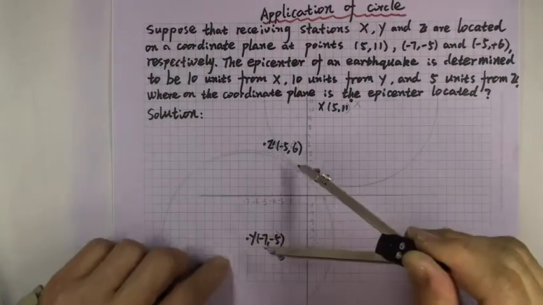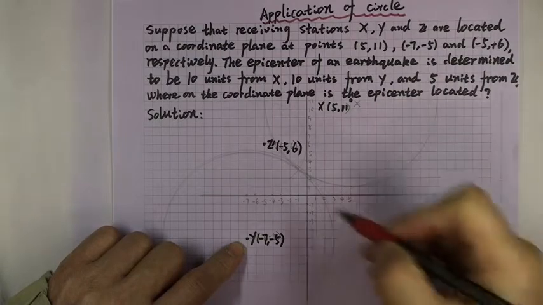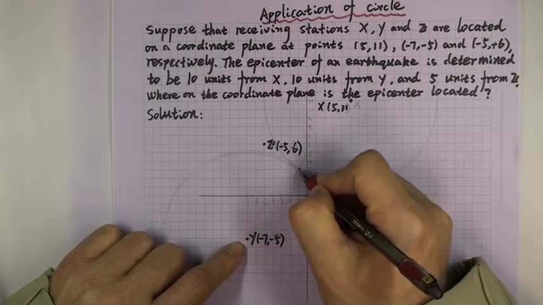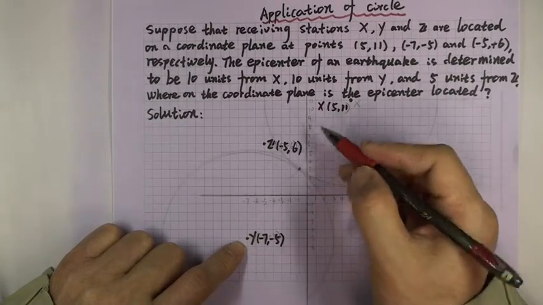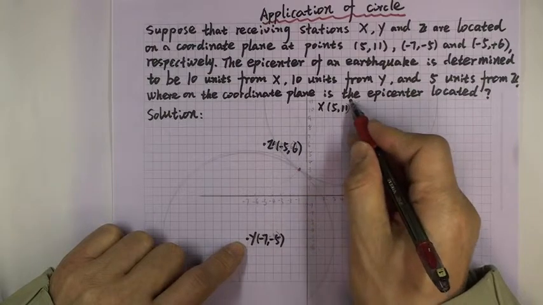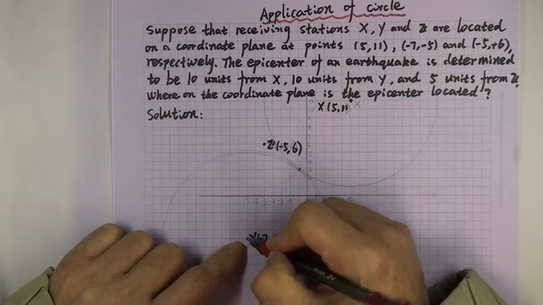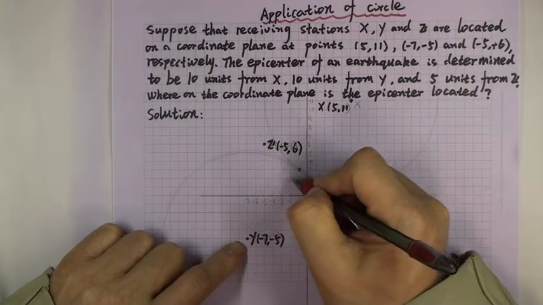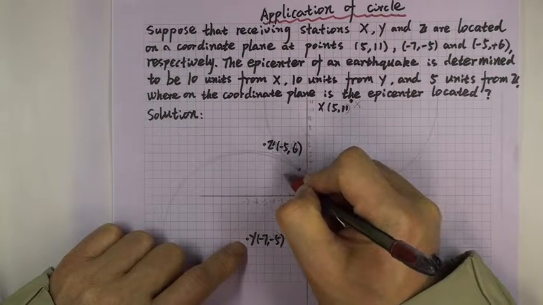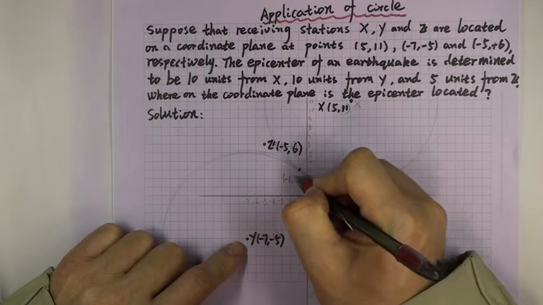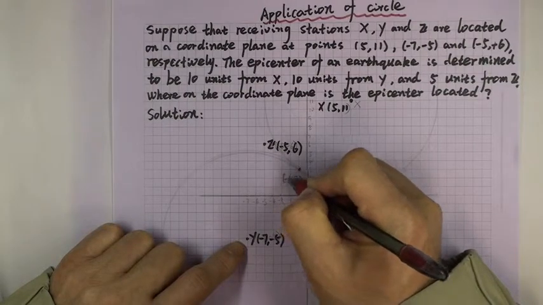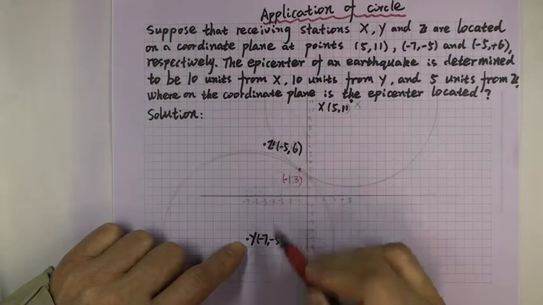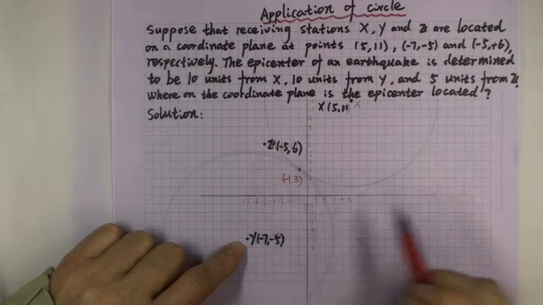It looks like it's somewhere here. Where is that? You see, this point is 10 units away from here, 10 units away from Y. It looks like it's from here. Okay, so let's put (-1, 3) right here, because here is -1, here is +3. So it's possibly this point.